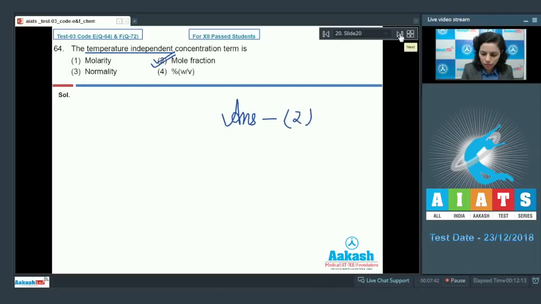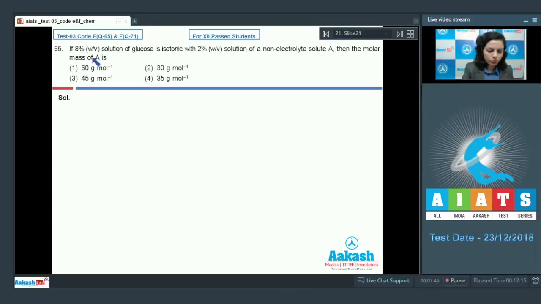Now after this, question number 65. If 8% weight by volume solution of glucose is isotonic with 2% weight by volume solution of a non-electrolytic solute A, then the molar mass of A is. In this case, solutions are isotonic. It means the osmotic pressure of the solution of glucose is equal to the osmotic pressure of another solution that contains non-electrolytic solute A. So it should be there.